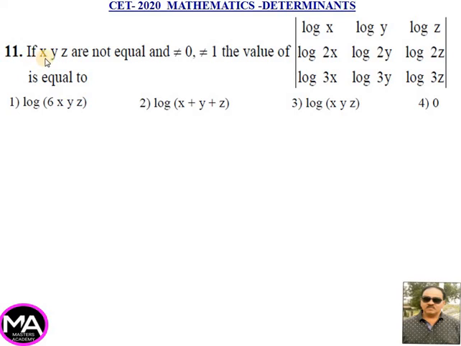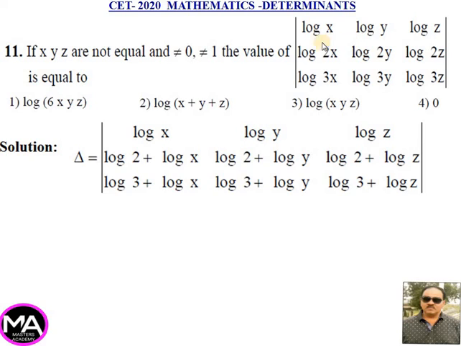11th question. If x, y, z are not equal to 0, not equal to 1, then the value of determinant first row log x, log y, log z, second row log 2x, log 2y, log 2z, third row log 3x, log 3y, log 3z is equal to, 4 options are given. Solution: log pq is nothing but log p plus log q. Delta is equal to determinant first row as it is, log x, log y, log z, second row log 2 plus log x, log 2 plus log y, log 2 plus log z, third row log 3 plus log x, log 3 plus log y, log 3 plus log z.